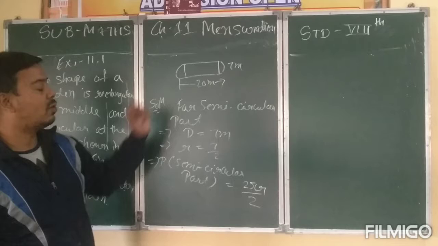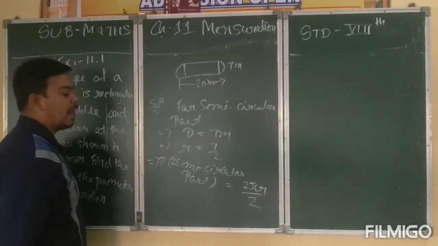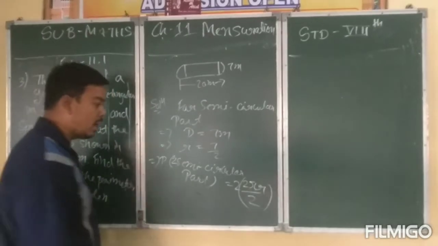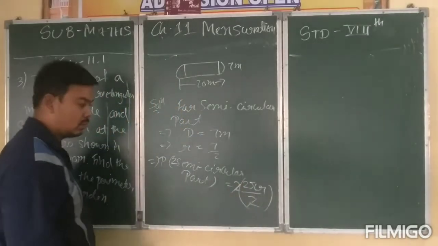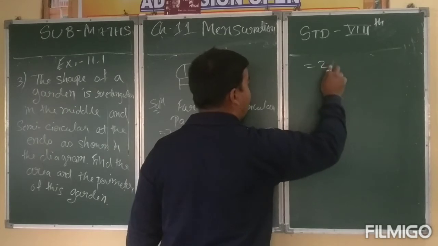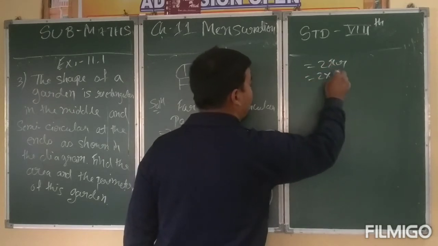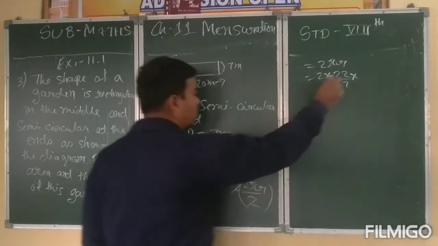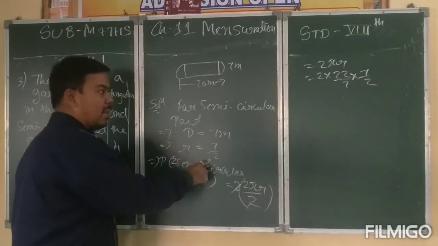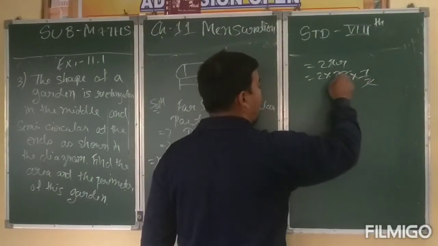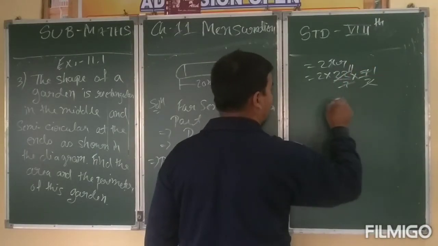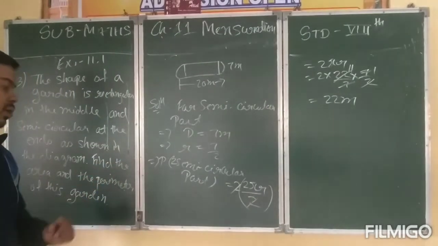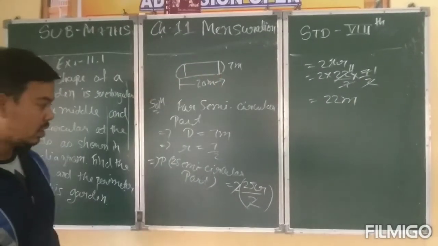Then how many semicircular parts? 2 semicircular parts, so multiply by 2 also. So now the 2 is cut. Then 2 pi r: 2 into 22 by 7, and the radius is 7 by 2. So 2 11 is 22, 7 is cut. So 22 meter. This is the perimeter of the 2 semicircular parts. One is this, second is this.